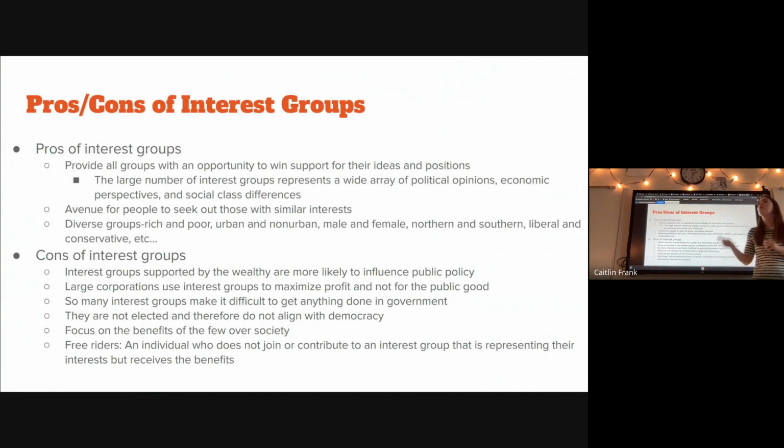There are many people who receive benefits from interest groups who are not in the interest group. So for example, anyone over 55 that's not in AARP, they're receiving the benefits of everything AARP gets passed through Congress, but they're not active contributing members to AARP.